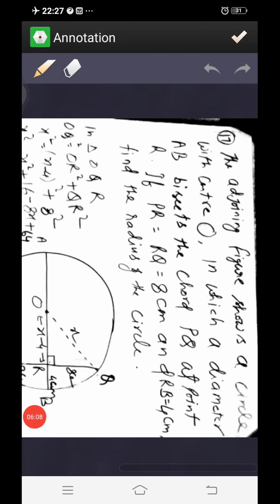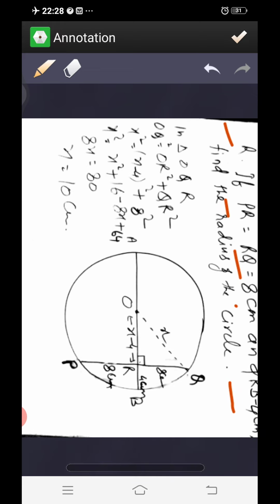Let us take question number 17. The adjoining figure shows a circle with center O in which a diameter AB bisects the chord PQ at point R. If PR equals RQ equals 8 centimeter and RB equals 4 centimeter, then find the radius of the circle. So we can see that PR and RQ are 8 centimeter.